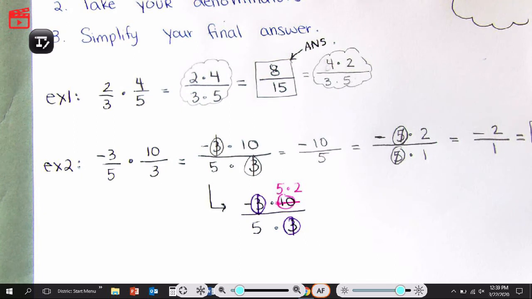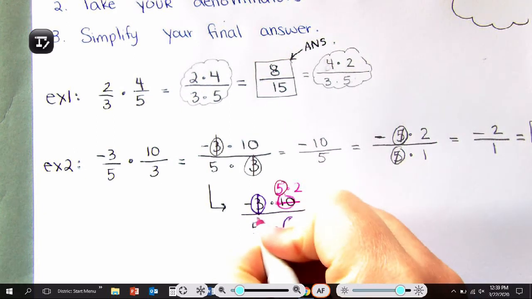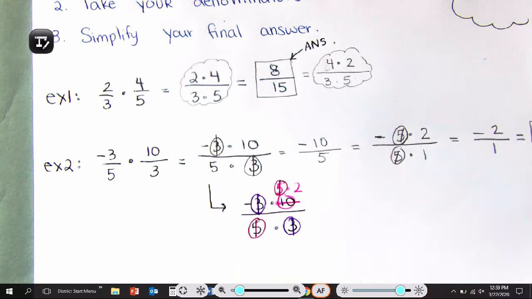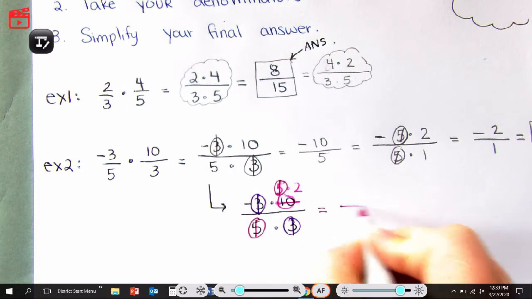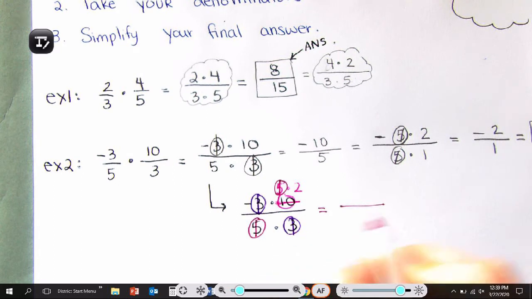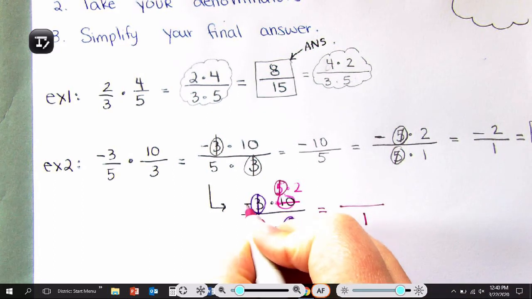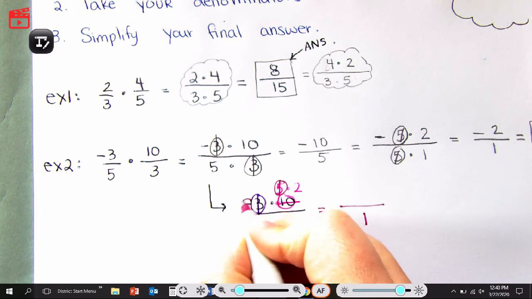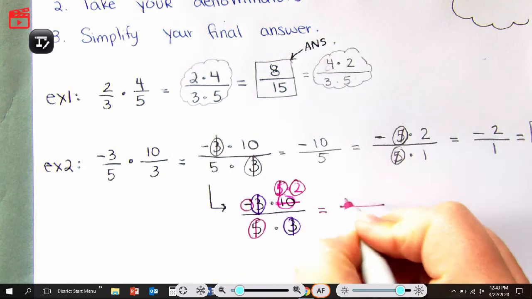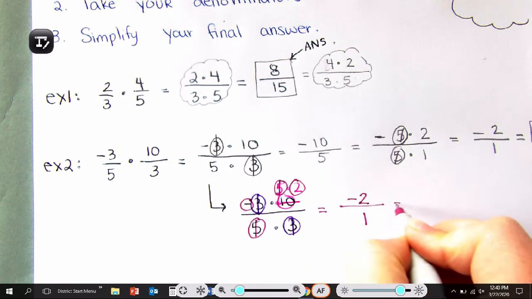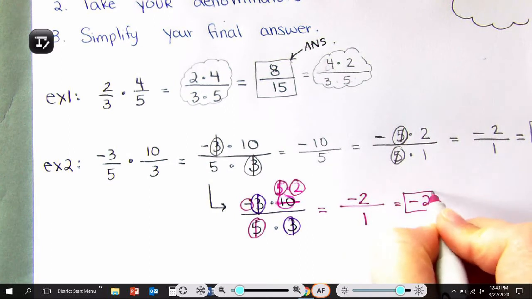Now that I have done that, I can see that I have a 5 and I have a 5 and I can cancel that out. And then what am I left over with? Well, I have 1 times 1 here. That's just 1. I have negative left over. Don't forget your negative. So negative's left over and then a 2's left over. So then your final answer is negative 2.